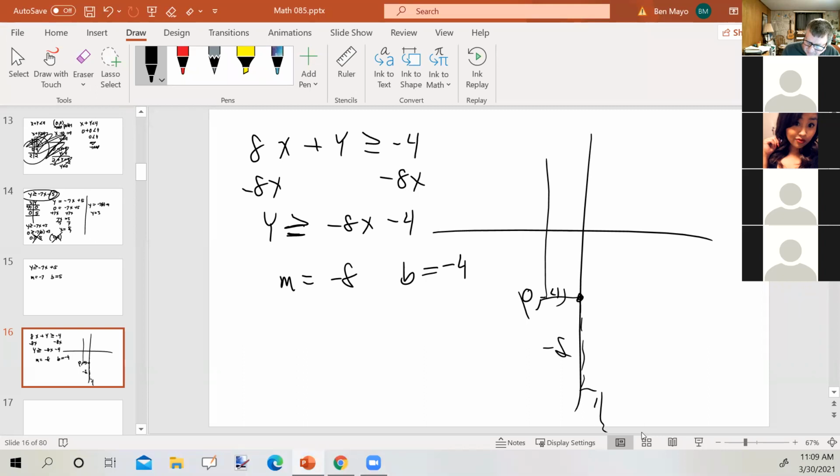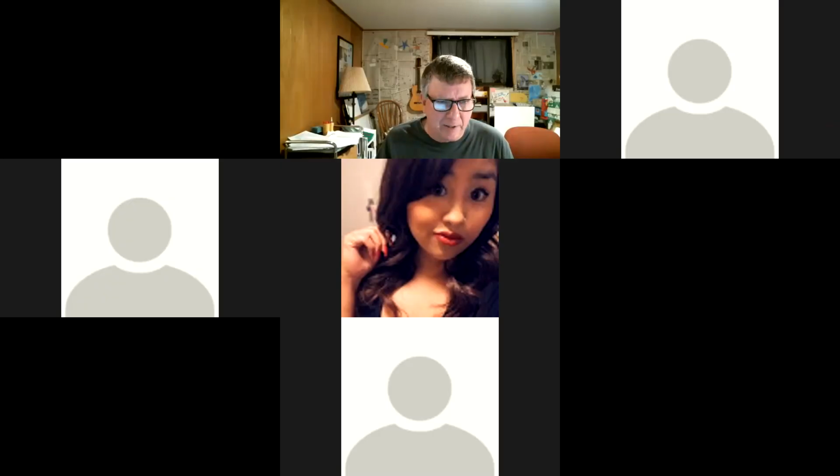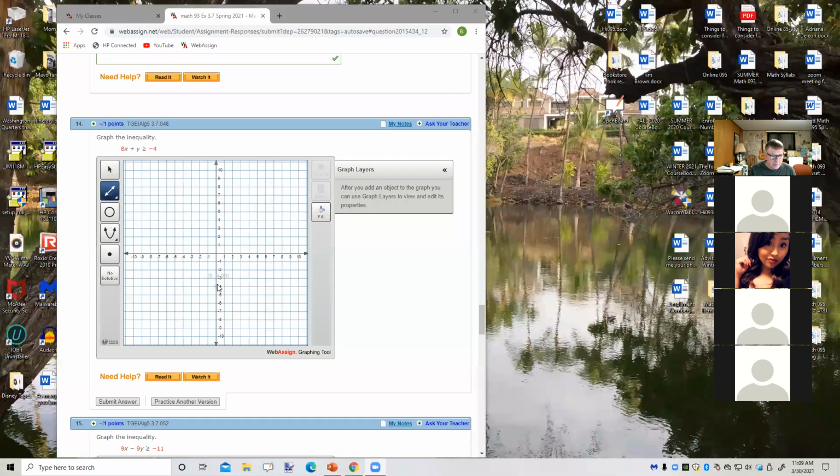You see that? So in other words, down 8 and over 1, going from there, I could go back 1 and up 8. And if that confuses you, use the other method. So basically I'm going to go back 1 and up 4, 5, 6, 7, 8, right there. Solid or dotted? Solid.